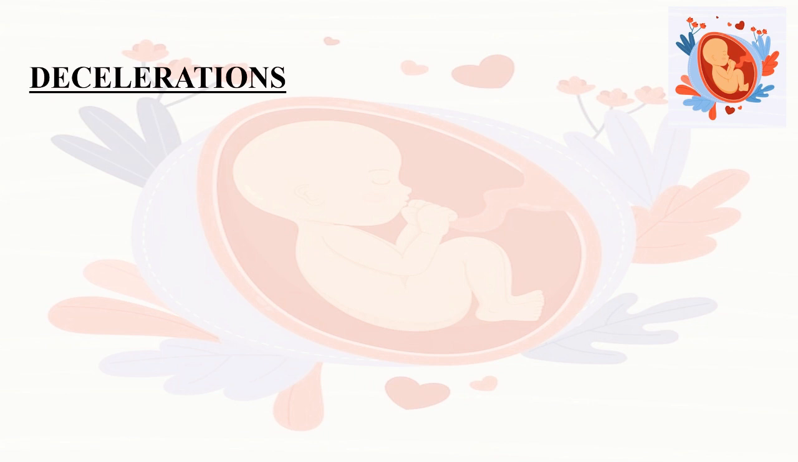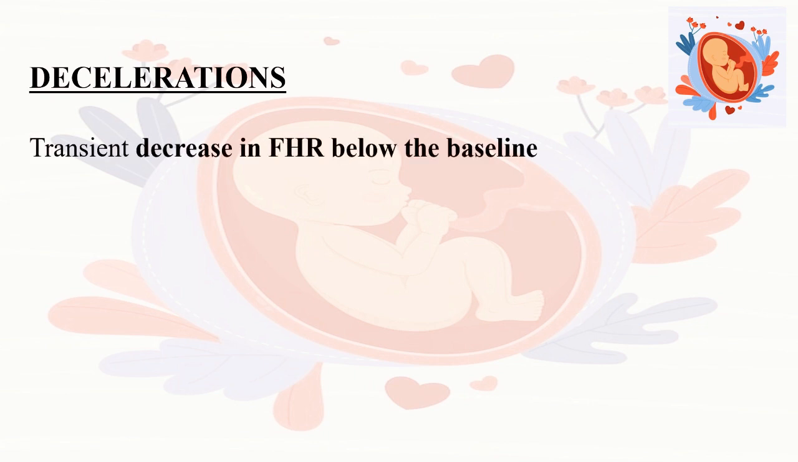Coming to the last parameter of CTG, that is deceleration. Deceleration is the complete opposite of acceleration. Here there is a transient decrease in the fetal heart rate below the baseline value. Conditions are the same, but here there will be a decrease in the FHR value instead of an increase in FHR value as we have seen in acceleration.